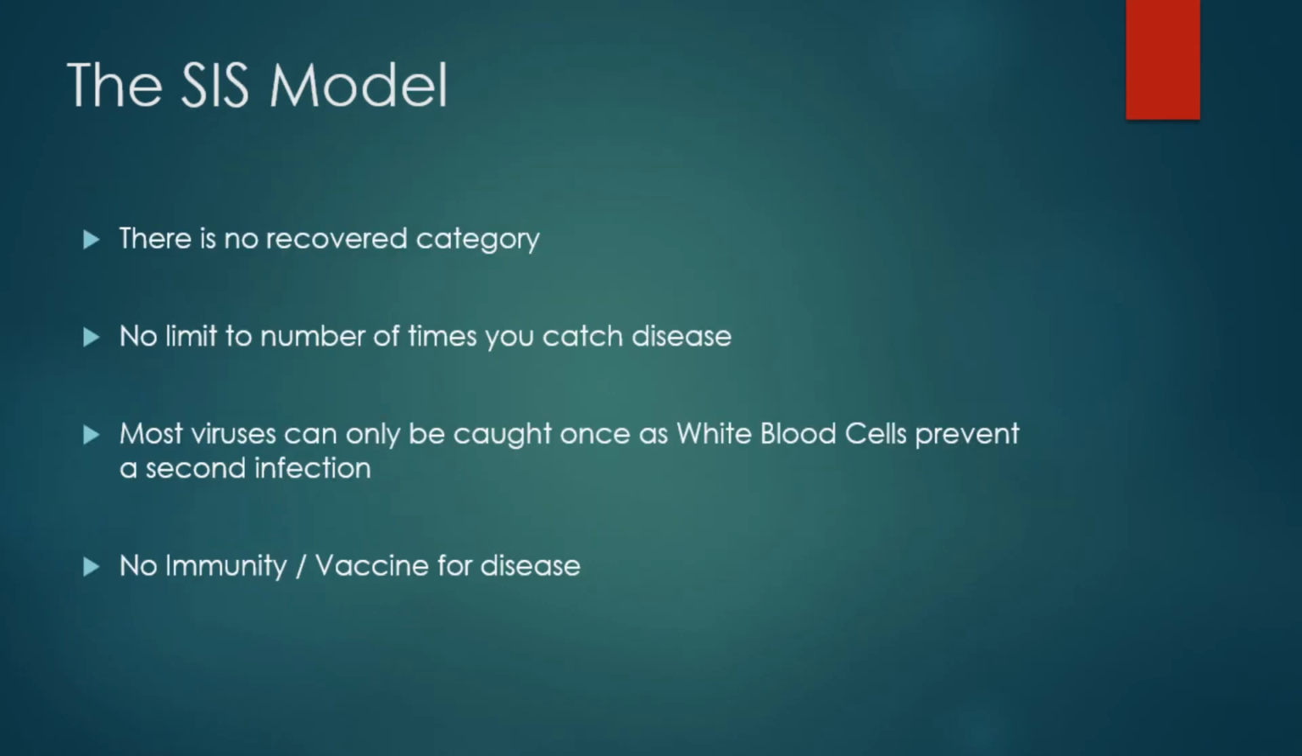The next model we'll be looking at is the SIS model. This stands for susceptible, infected, susceptible. So for example, viruses like the winter flu work differently to the SEIR model. The SEIR model assumes that if you get the virus, you become infected and then you become recovered. But the SIS model says that instead of becoming recovered, you're susceptible once again.